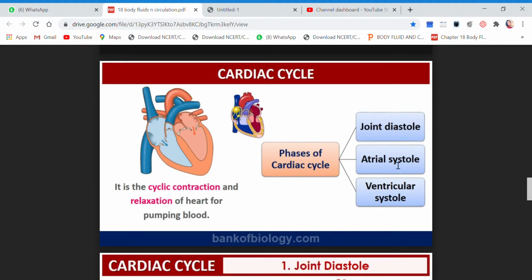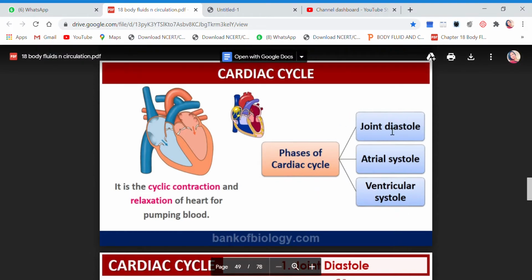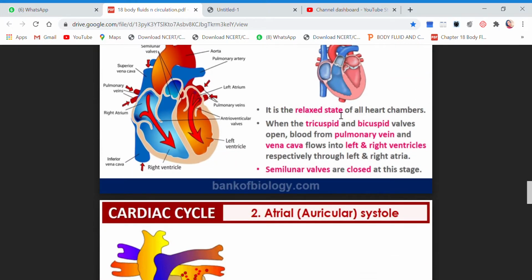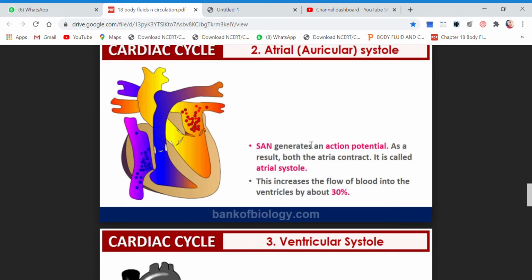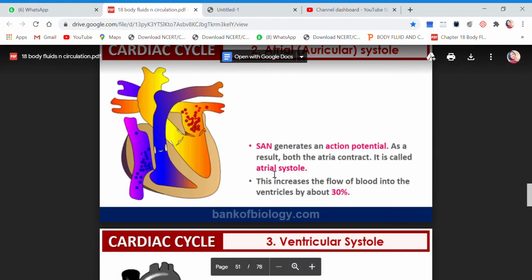Then after that the auricles will contract, and then the ventricles will contract, and then both of them will come again to the relaxation phase, that is called joint diastole. See, it is a relaxed state of all the heart chambers, when tricuspid and bicuspid valves are open, and pulmonary vein and vena cava flow into the left and right ventricles respectively through their auricles, and semilunar valves are closed at this stage, right? Then the SAN will generate an action potential.